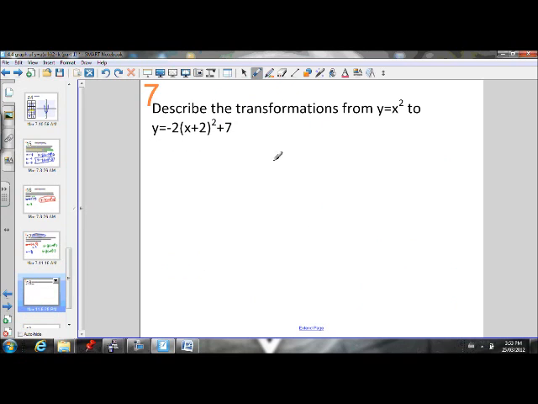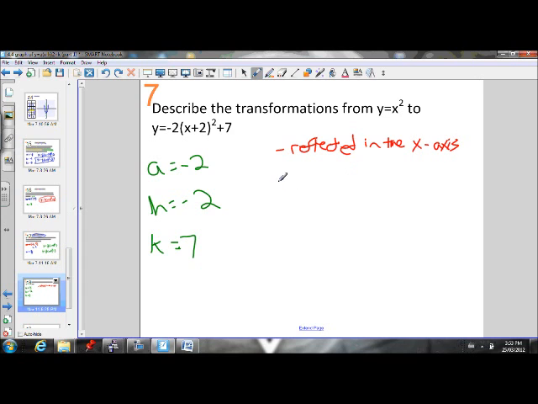Good. Okay, for this last question, this is just kind of a review of what we've done before. We just need to describe the transformations from y equals x squared to y equals -2(x plus 2) squared plus 7. So our a value is -2, our h value is also -2, and our k value is 7. If we're going to describe this transformation, because the a value is negative, it's reflected in the x-axis. Reflected in the x-axis. Good.